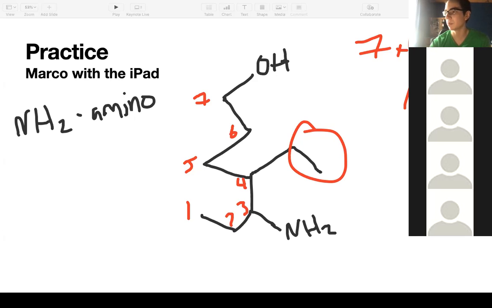But let's try counting from the top rather. Let's see what we get. So we got 1, 2, 3, 4, 5, 6, 7. So if we count from the top, our alcohol is on carbon 1, our ethyl is on carbon 4, and our amino group is on carbon 5. And this adds up to 10. So in this case, we're going to want to count from the top, so that way we get a lower number.